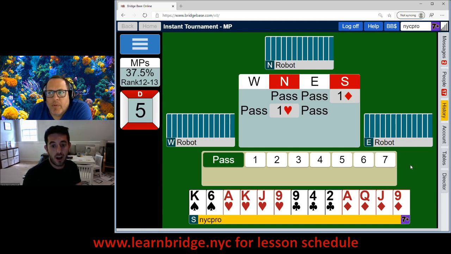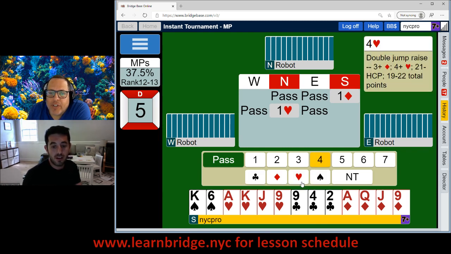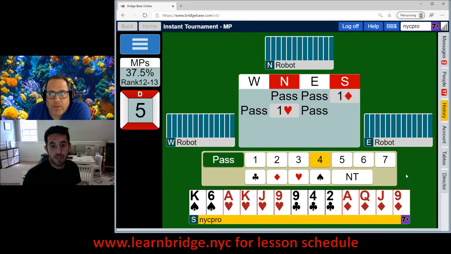So it sounds like we're bidding 4 hearts. I think I'm leaning towards upgrading this 18-point hand. And this is interesting. In match points, it's a little tougher of a decision, I think.